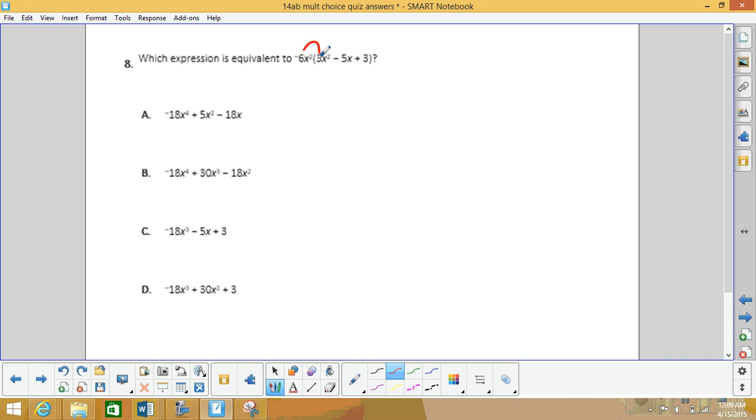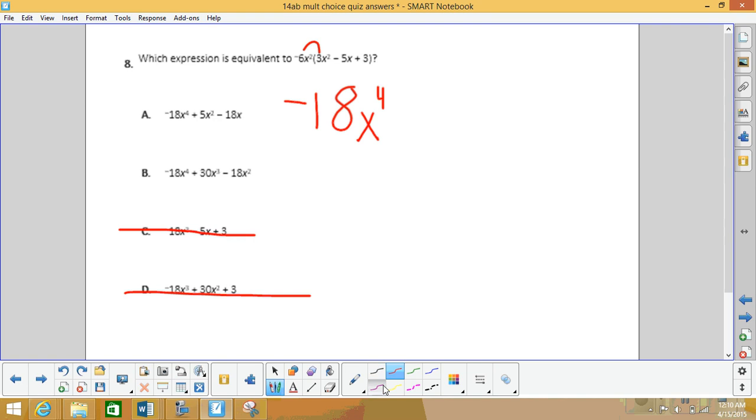6 times 3 is 18. X squared times x squared makes x to the 4th power. And so far, C's out of here and D's out of here. Multiplying, remember, if you'll recall from Learning Target 9, when you multiply and your bases are the same, your exponents will add together.